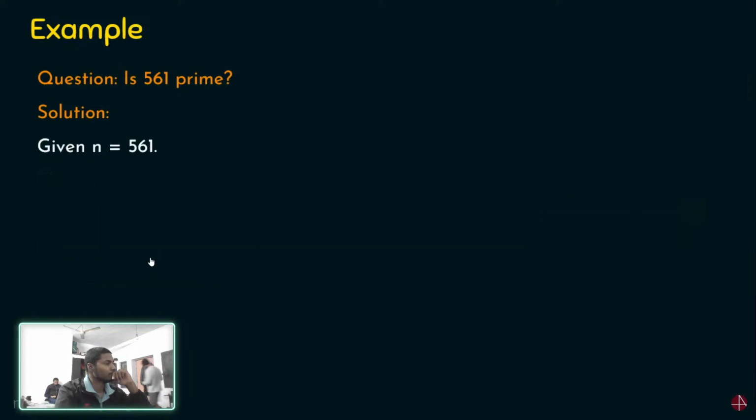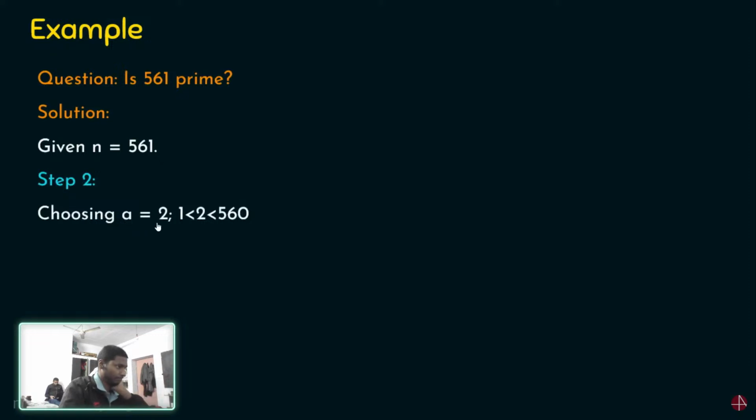Let's move on to step number 2. In step number 2, we are going to choose the value of a. You can choose any value. Here I am choosing a is equal to 2. Is it satisfying the condition? a should be greater than 1 and less than n minus 1. What is n? 561. So n minus 1 is 560. So this condition is also getting satisfied. We are done with step number 1 and step number 2.